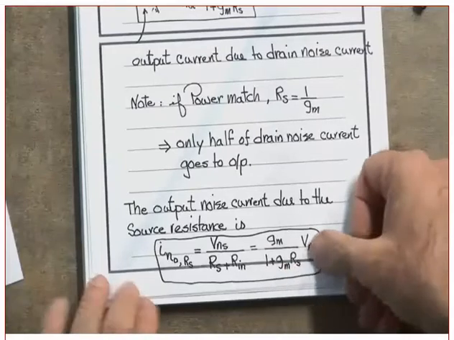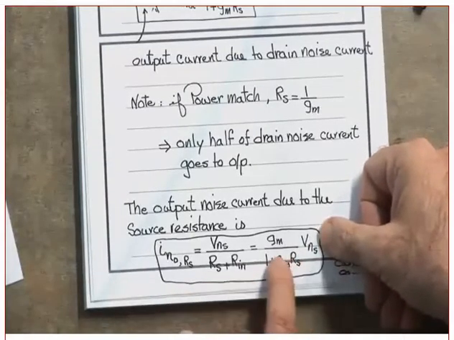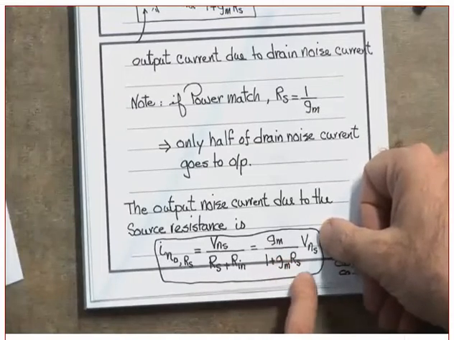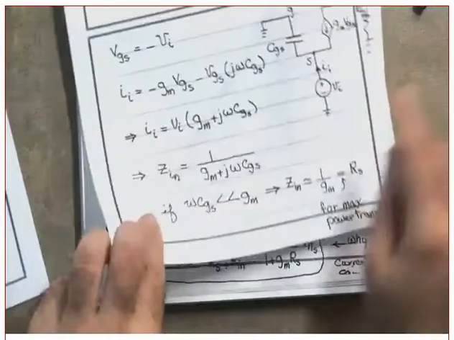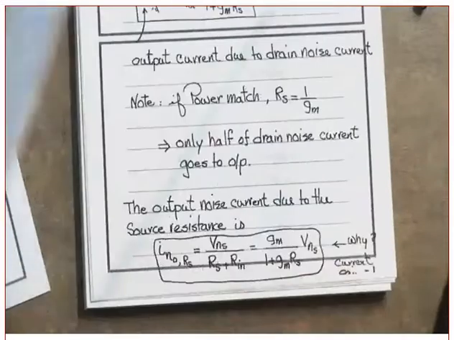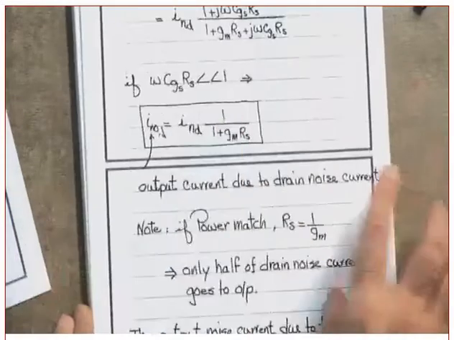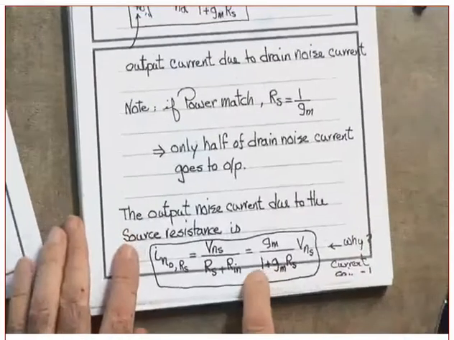VNS. Can you tell me where this came from? Where did this come from? VNS over what? Times what? GM plus 1 plus GM RS. Where did this come from? This came from this fact. The ZN, where? No, sorry. Where did this come from? This one here.